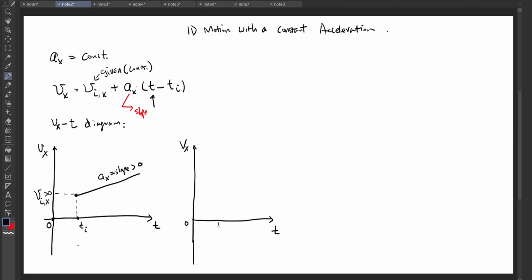Okay, so now that will be this case here, Vix is negative, and we get initial point from Ti. And then now let's say Ax is positive, then we have a curve that looks like this. Okay, now the third one.